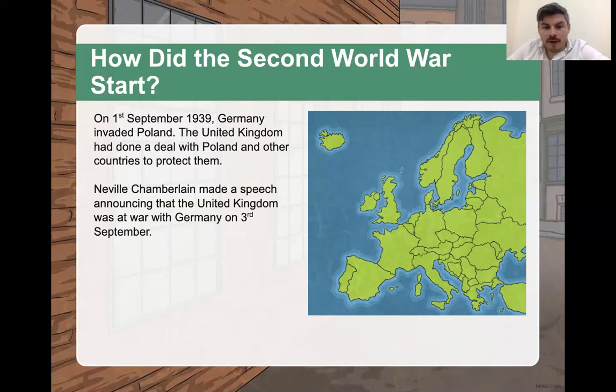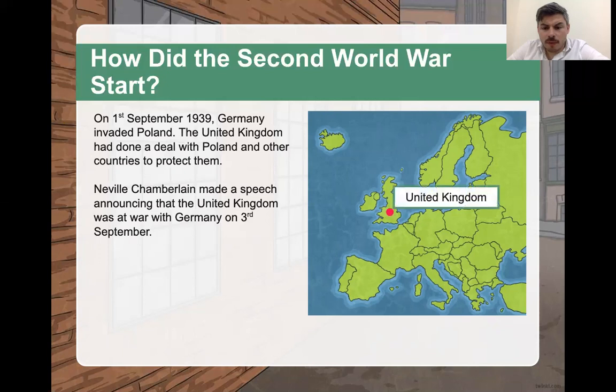Britain and France, they gave Germany a deadline. They said, leave Poland or we will declare war. Hitler, he didn't believe them. After all, they had appeased him. They hadn't started a war with him yet. So he didn't believe them, and he was shocked when on 3rd of September, Britain declared war on Germany, France declared war on Germany, and World War II had begun.